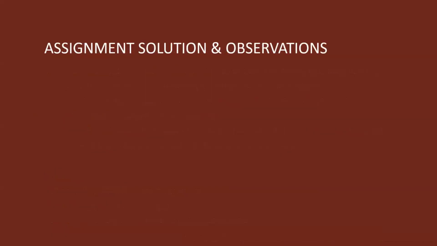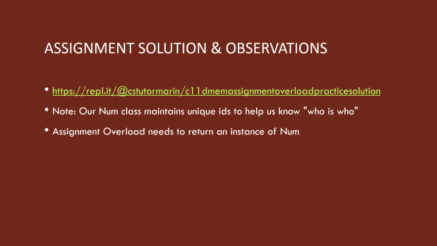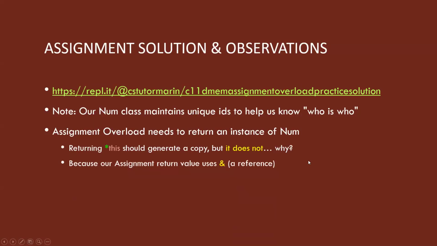So that is called our assignment overload. You can look up the solutions. We have a Replit link there, and you can probably infer how to get your program link with all the solutions in it as well. Sometimes returning star this does not trigger our copy constructor, and that's because of the reference. If we are returning a reference, it's not a copy. It's just a reference to an existing copy that's already there.